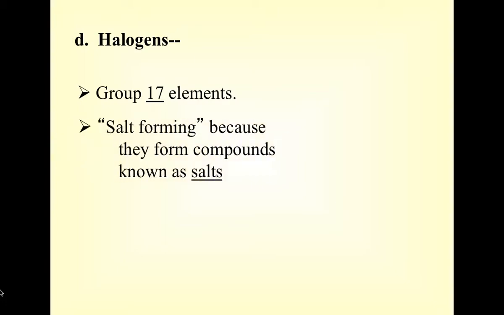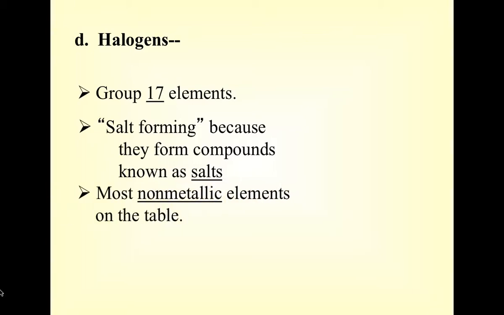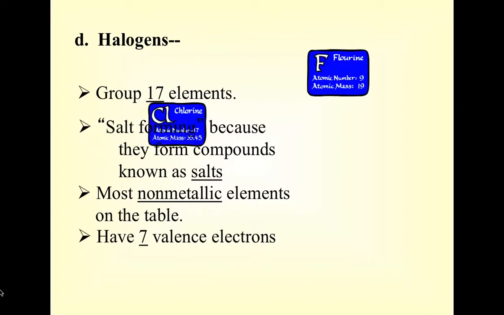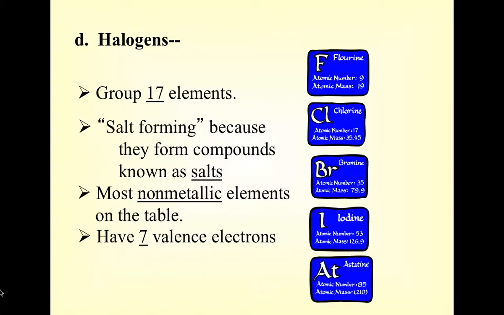Another group is the halogens. These are group 17. These are called salt forming because when they form a compound, we call them salts. Of all the elements on the table, these have the most nonmetallic properties, and they have 7 valence electrons. And these are some of their members.